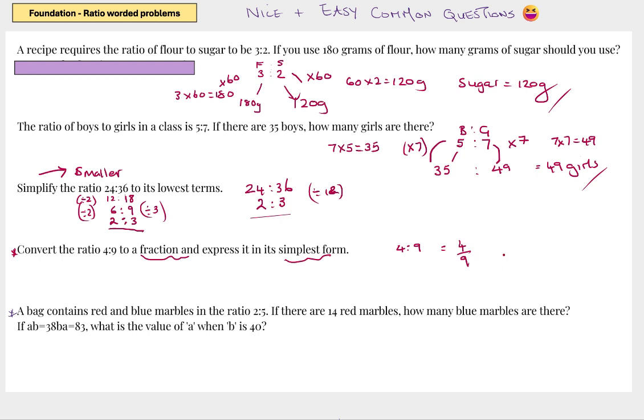Don't want to go long-winded. If you see a question that looks like this and nothing goes into it, put it into a fraction and you've got your answer.